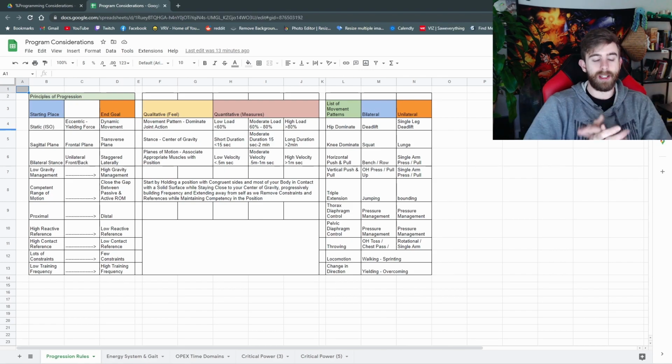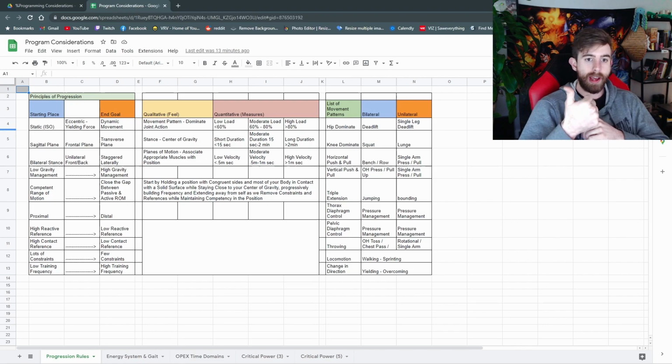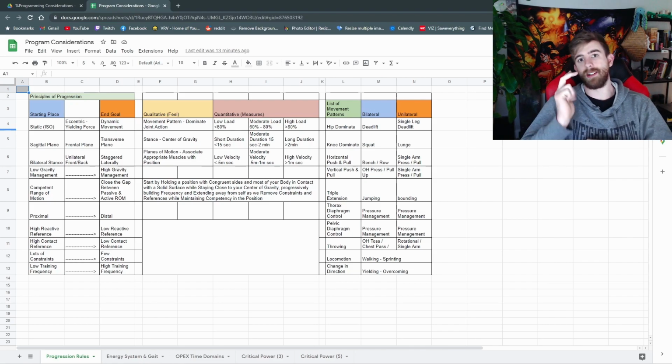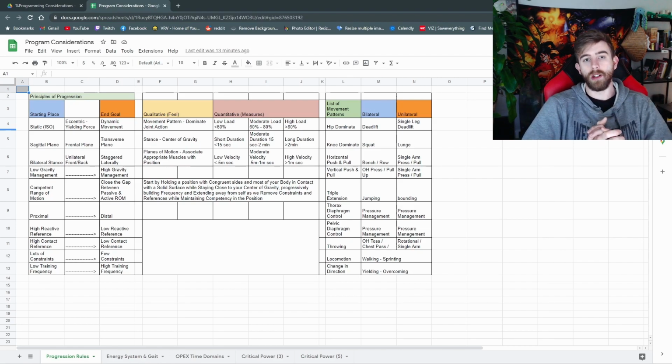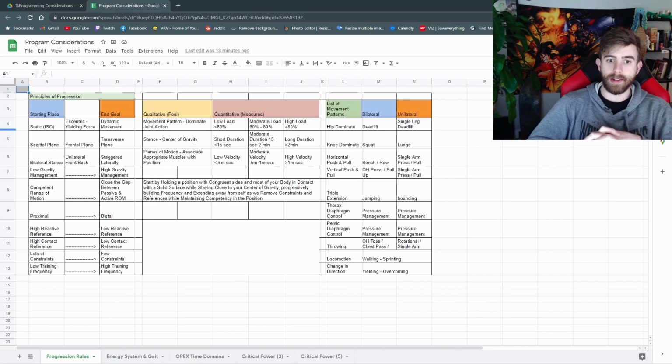So 90-90 hip lift would kind of fall right in line with our static, our sagittal, our bilateral stance, and low gravity management. We would progress that towards high gravity management, which just means you're basically upright. So more of you have to organize against gravity. The middle ground would kind of be like a tall kneeling or kneeling stance there.